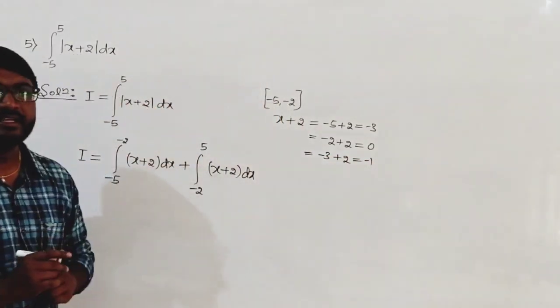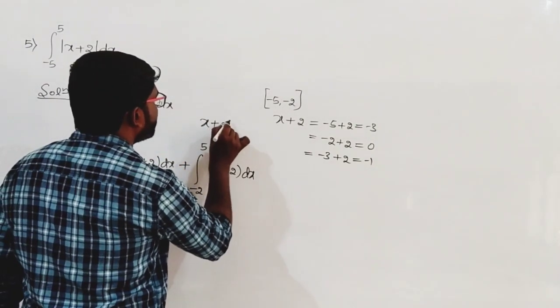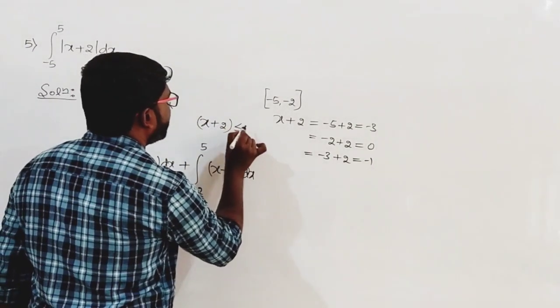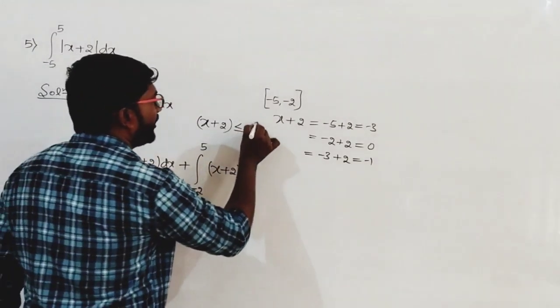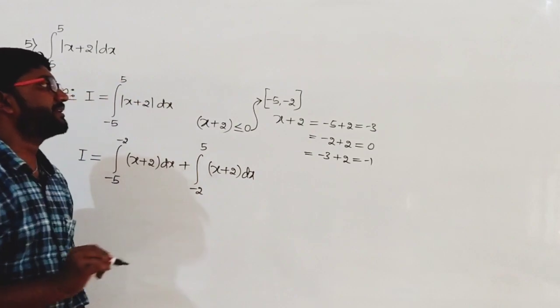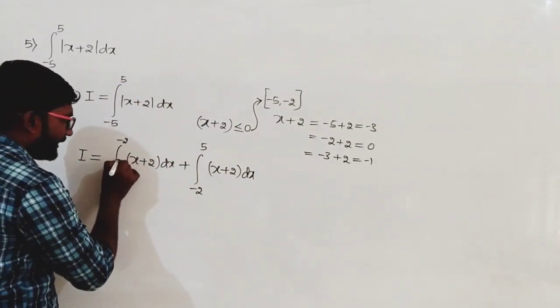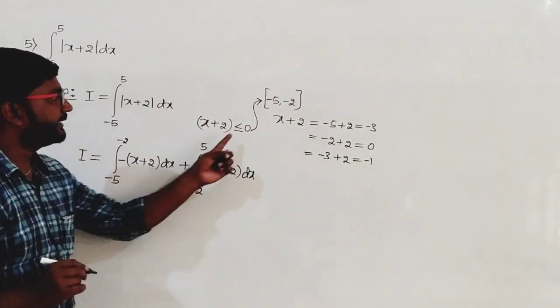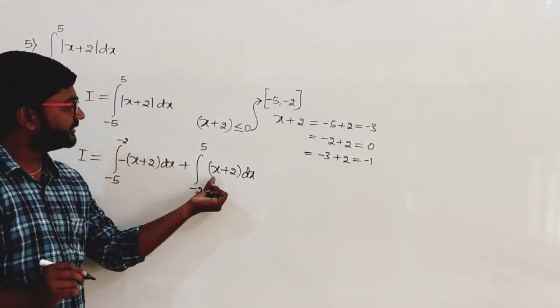So what does it indicate now? x plus 2 is less than or equal to 0 on the closed interval minus pi comma minus 2. So here I can write the negative sign because it is less than or equal to 0. That is why I am writing minus. Now check this one.